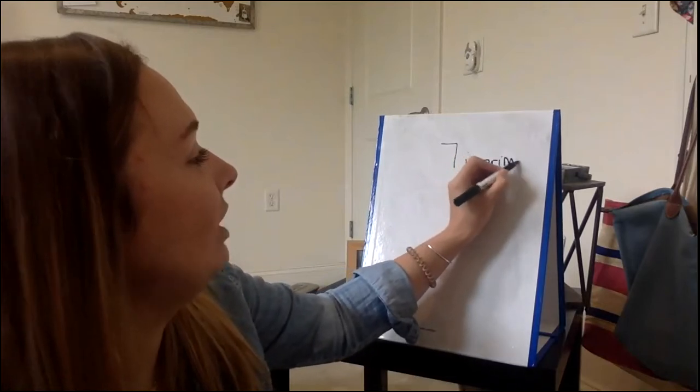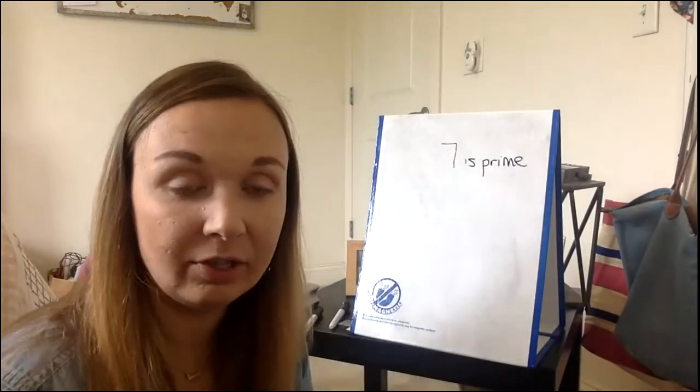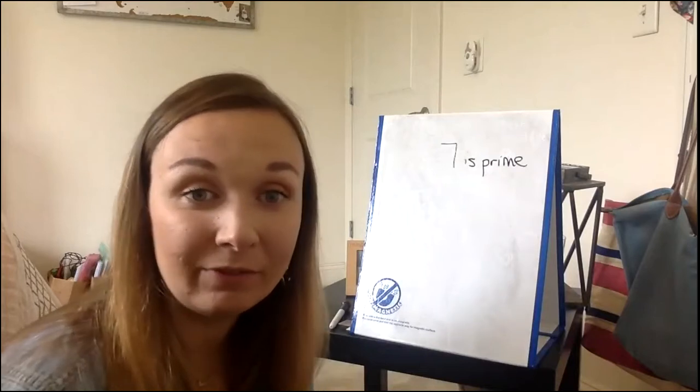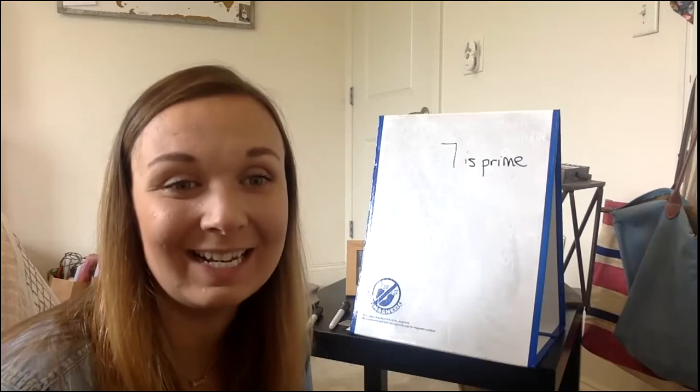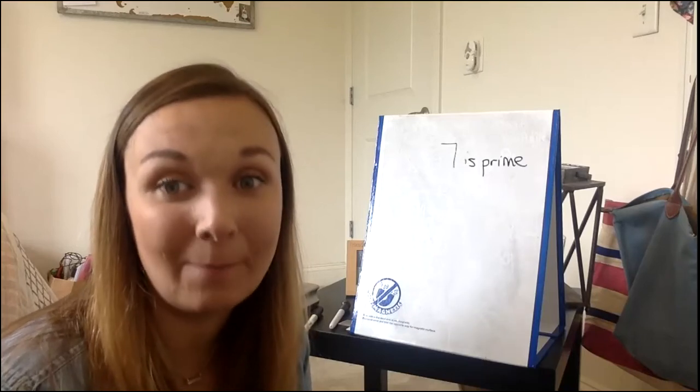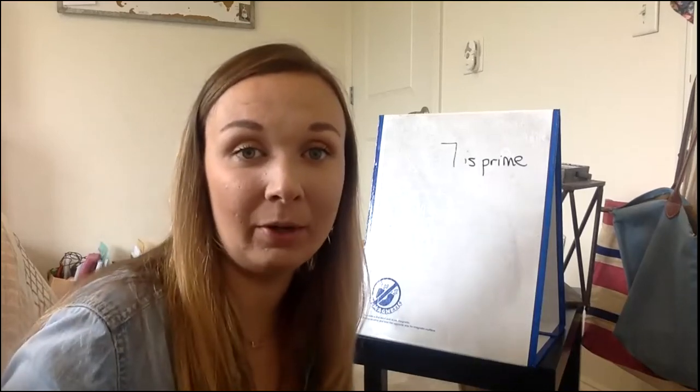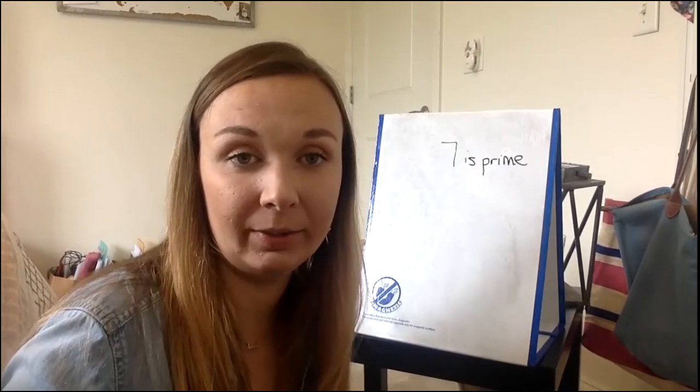Let's check 15 just to make sure there's no other answers. 15 can be made with 15 times 1 and 3 times 5. So it has 4 factors and it is not prime, it is composite. So 7 would have been the correct choice here.